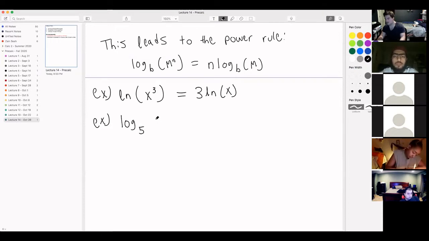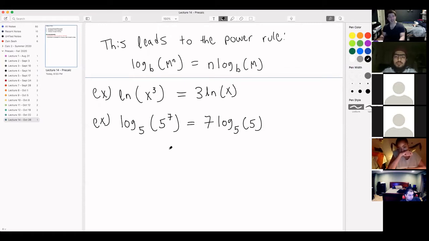How about log base 5 of 5 to the 7th power? Log base 5 of 5 to the 7th power. Okay, so the input of the logarithm is raised to the 7th power, so that 7 can be brought down as a coefficient. So this is 7 times log base 5 of 5.